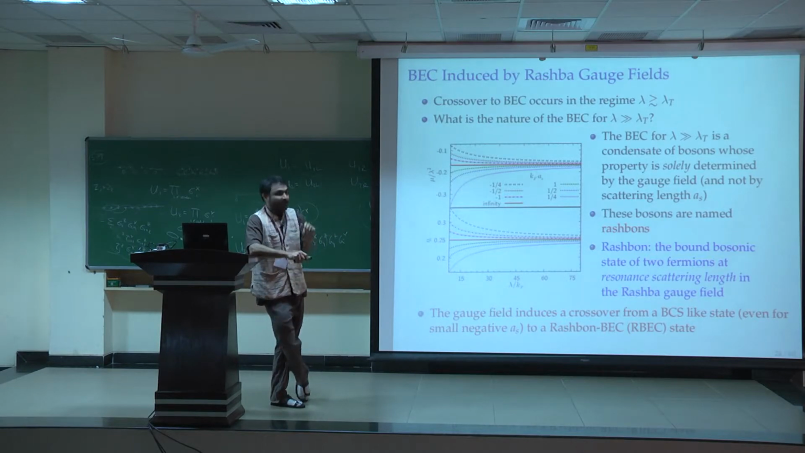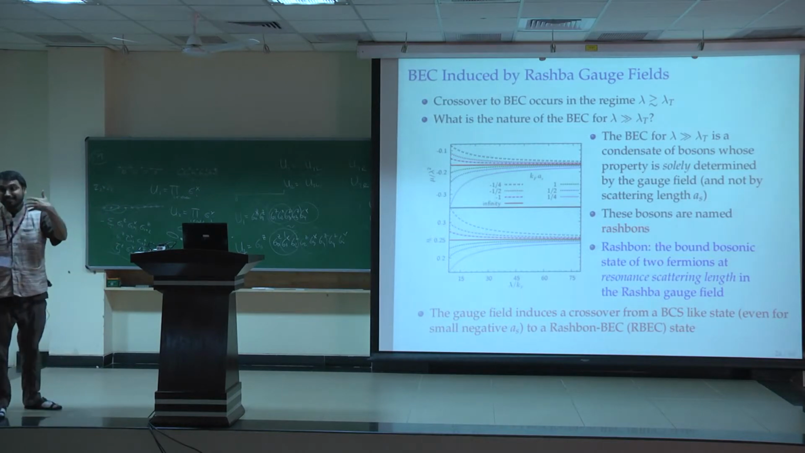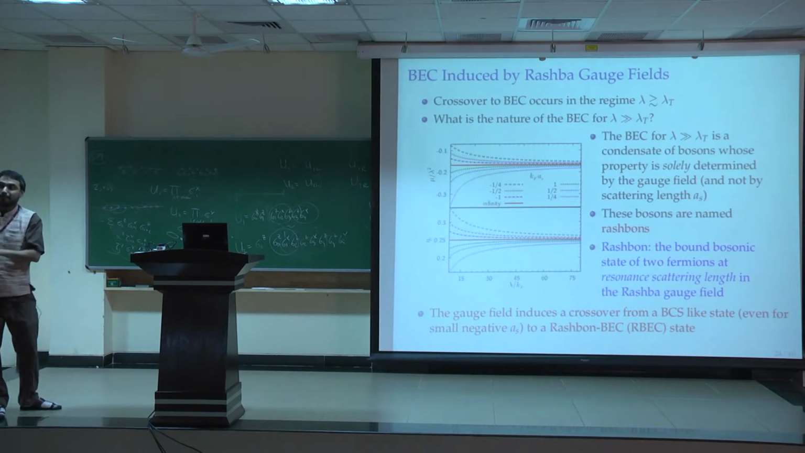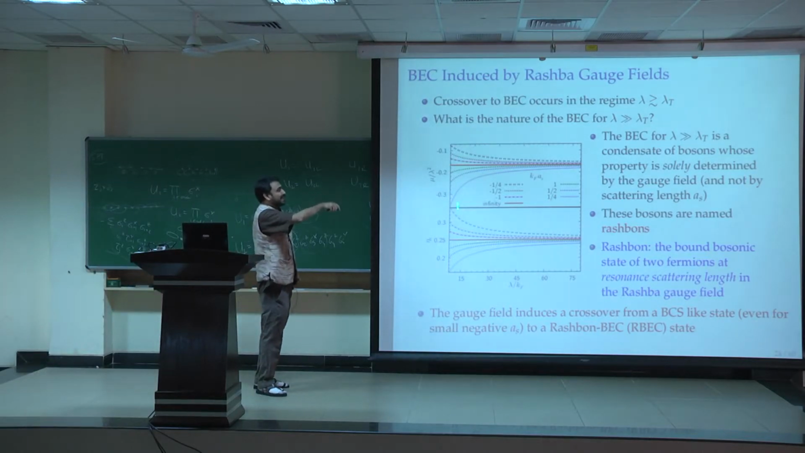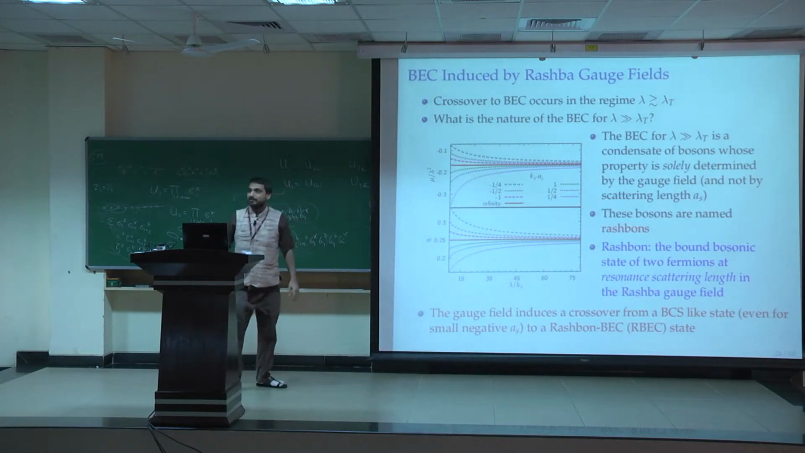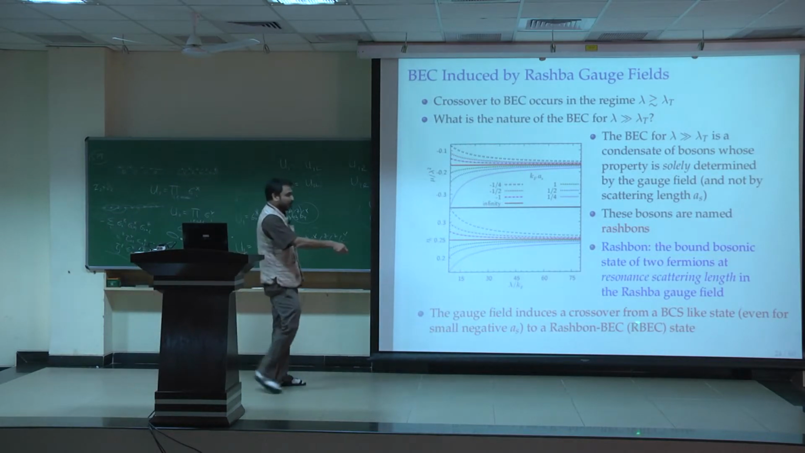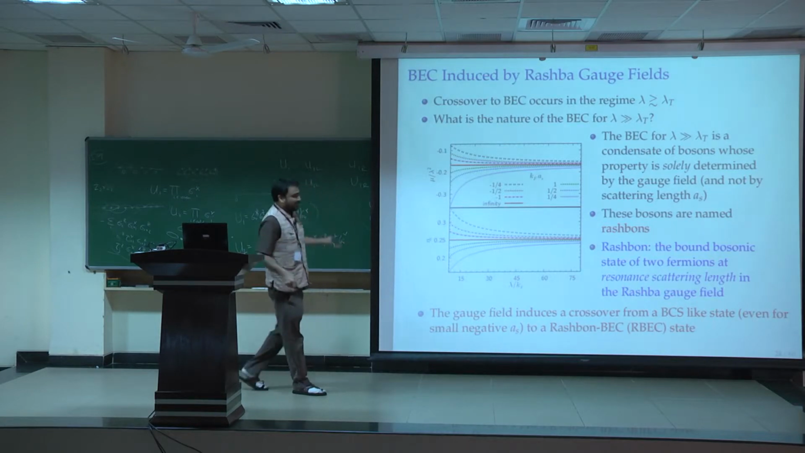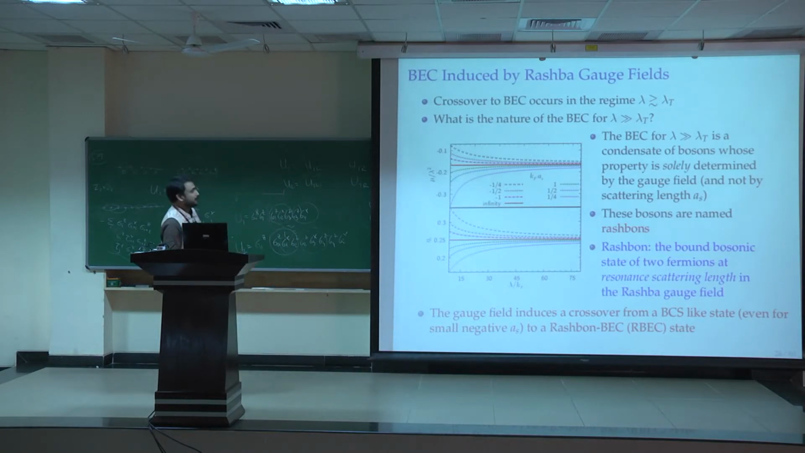Why do we call them Rashbons? They're Rashbons because they are the bound state of two particles when the system has infinite scattering length. So the properties of that bound state are completely determined only by the spin-orbit coupling and nothing else. And so whatever scattering length you start off with, as you increase lambda, you will go to a condensate of Rashbons, irrespective of what the scattering length is. Okay, this is the message. So the gauge field induces a crossover from the BCS-like state, even for weak attractive interaction, to this Rashba BEC state.